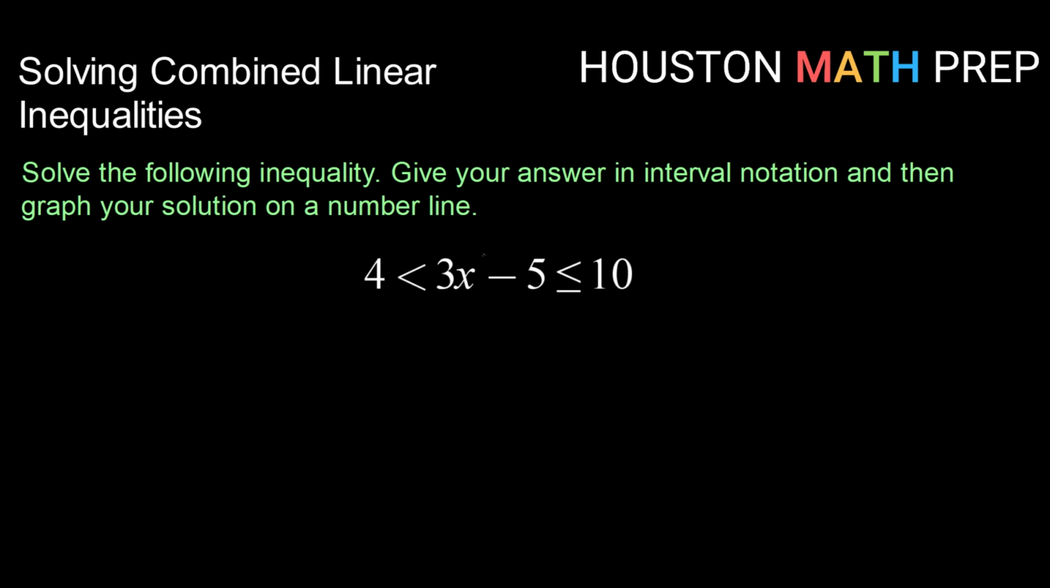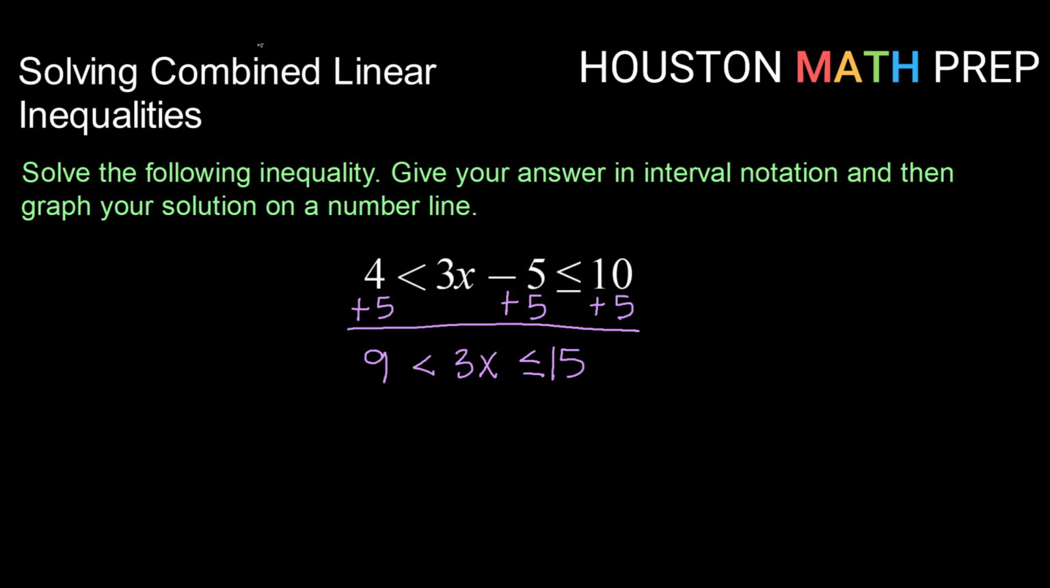So looking at trying to isolate this x in the middle, the first thing I would need to do is add 5 to move over that minus 5. I'm going to do that in 3 places, since I have 3 expressions. So adding 5 to all expressions, 4 plus 5 becomes 9, is less than 3x is less than or equal to 10 plus 5 makes 15.